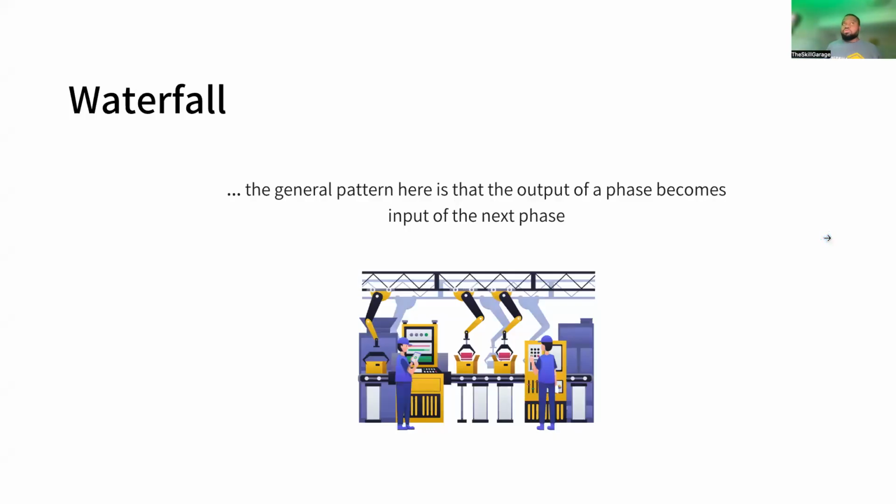So with the waterfall, it's very simple. The general pattern here is that the output of one phase is the input of the next phase. Think about it this way. When you have a typical waterfall, if you've seen a waterfall, it goes from one step to the next step to the next step. The water needs to fill that step.